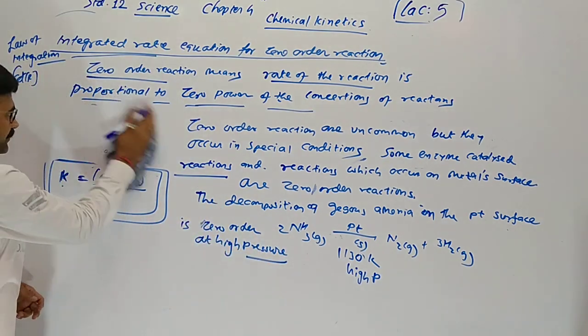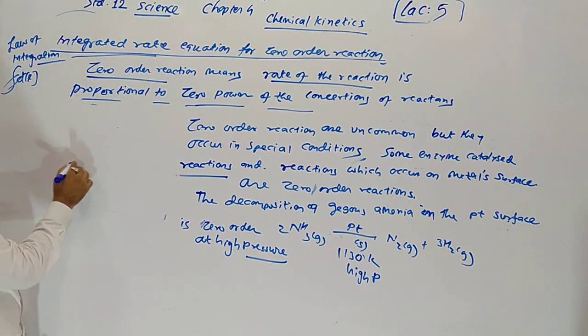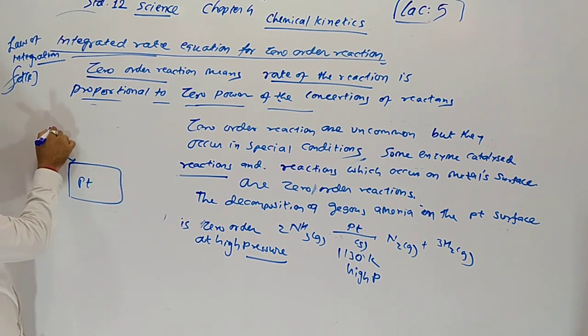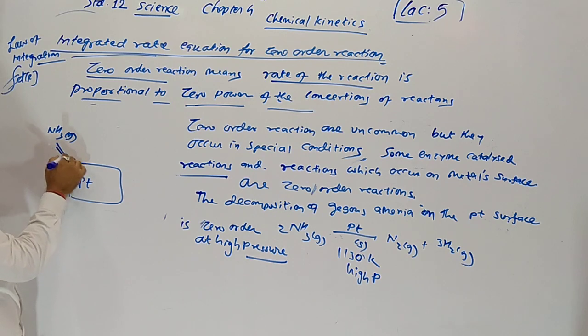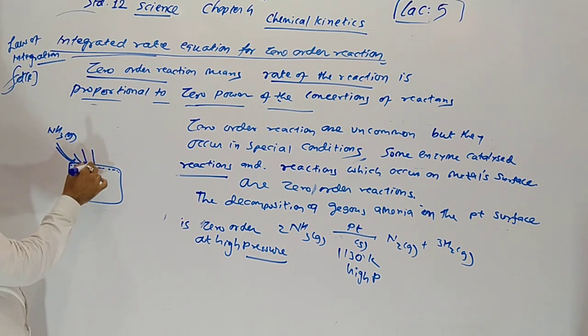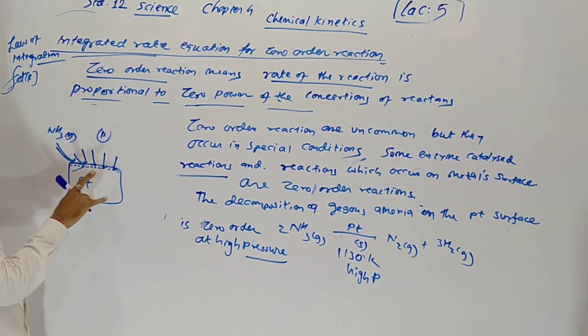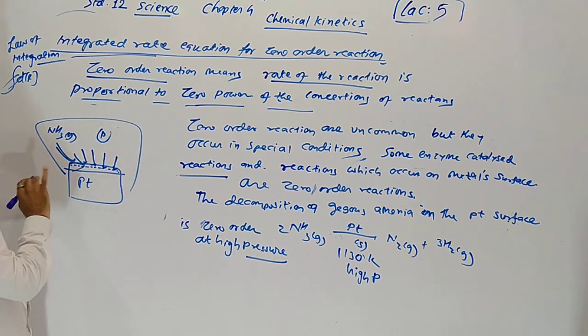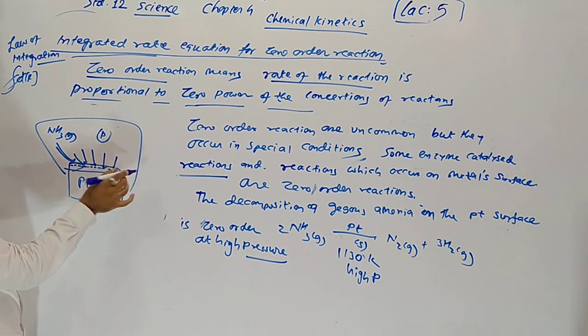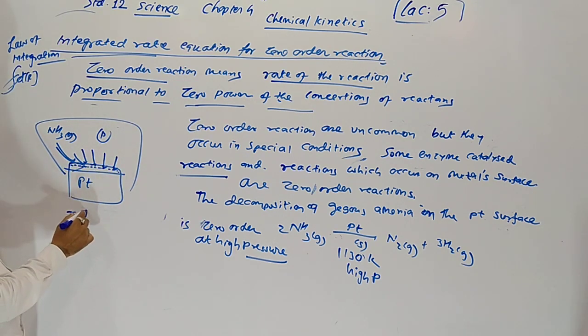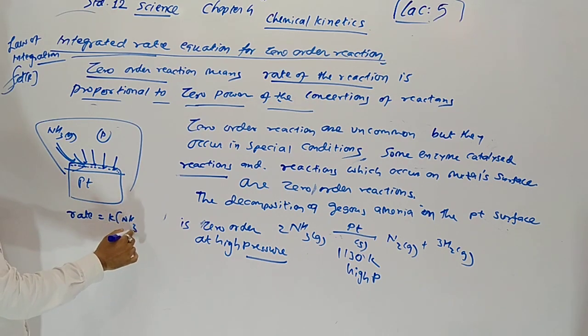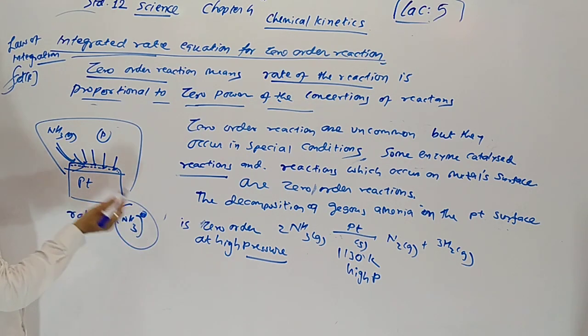When we take a piece of platinum and pass ammonia gas over it, the surface of the metal is porous, with very fine holes. So ammonia will be absorbed at low pressure. But at high pressure, the surface becomes saturated. Why? Once all the holes are filled, the rate does not depend upon pressure or concentration.